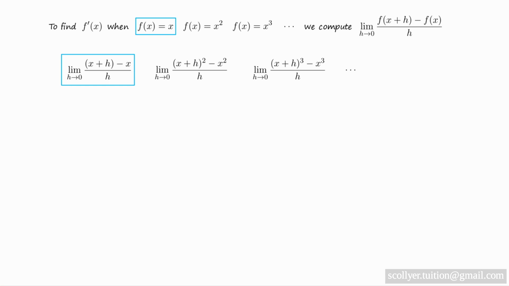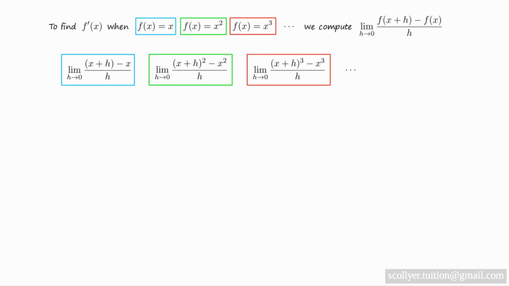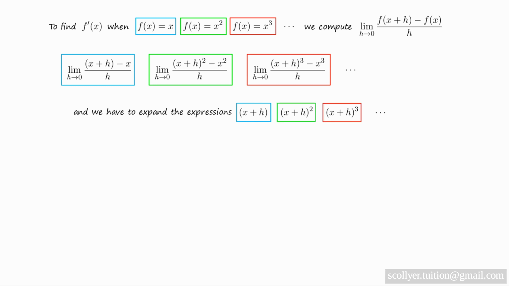When f of x is x squared, we compute the limit as h tends to 0 of x plus h squared minus x squared over h. And when f of x is x cubed, then we compute the limit as h tends to 0 of x plus h cubed minus x cubed over h. And in doing so, we expand the expressions x plus h squared, x plus h cubed, and so on.